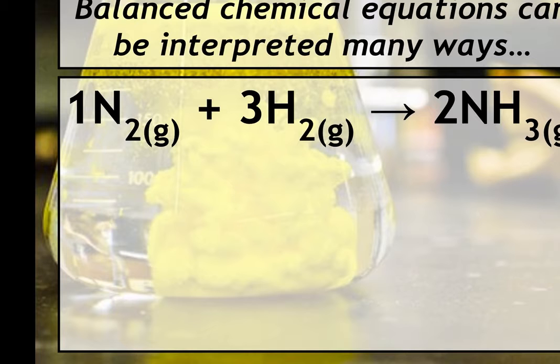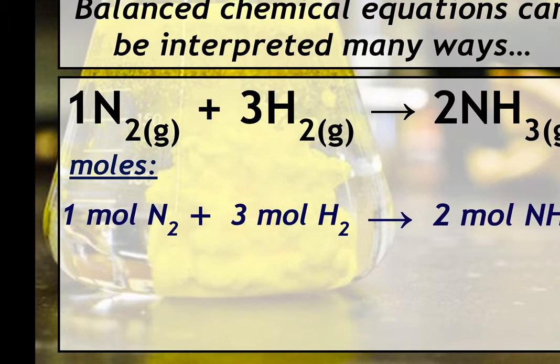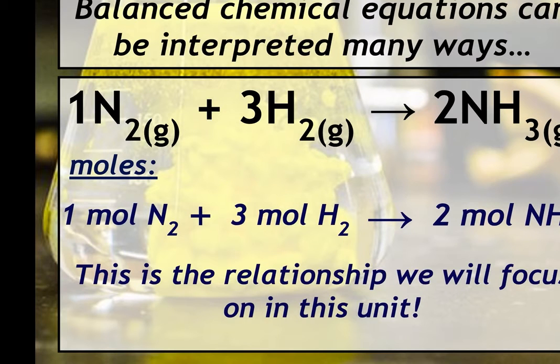Here's our chemical equation again. Now we can look at the relationship of the number of moles, which are these coefficients. Well, we've got 1 mole of nitrogen gas plus 3 moles of hydrogen gas will produce 2 moles of NH3, or ammonia. These coefficients are now going to become very important in our being able to use this chemical reaction in a useful way.